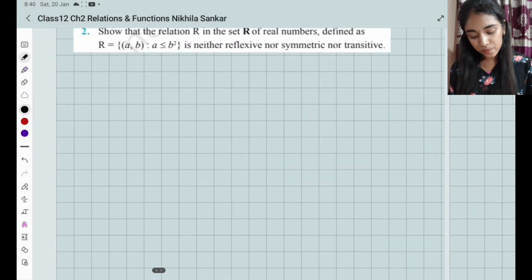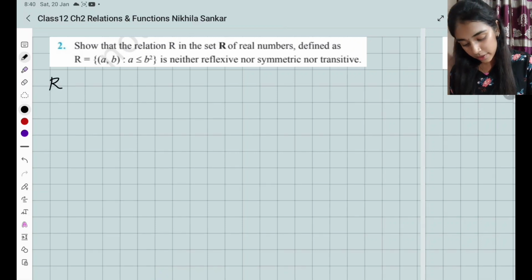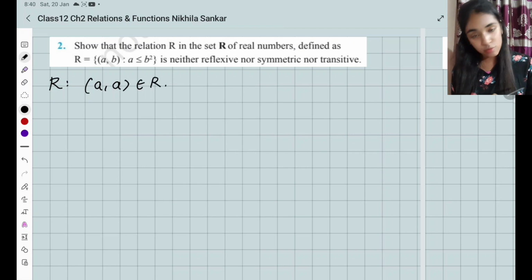Now question number 2. Show that the relation defined by a less than or equal to b square is neither reflexive nor symmetric nor transitive. Okay, shall we prove it? How are we going to prove reflexive? You have (a, a) belongs to R.